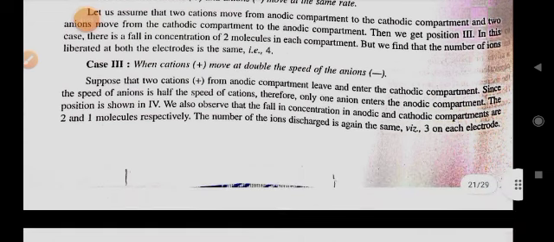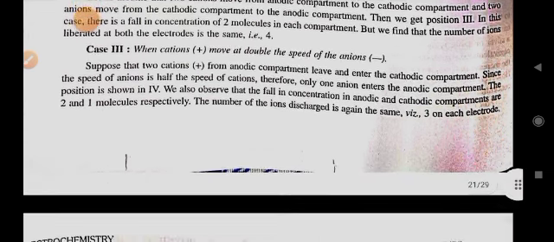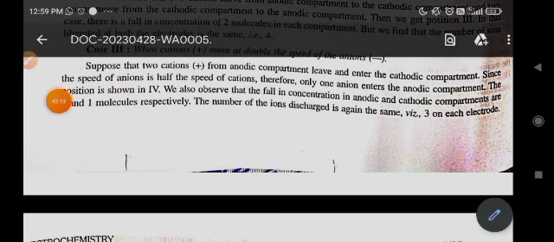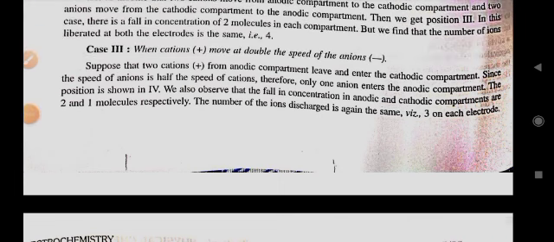Case 3. When cations move at double the speed of the anions. Suppose that two cations from the anodic compartment leave and enter the cathodic compartment. Since the speed of anions is half the speed of cations, only one anion enters the anodic compartment. The position is shown in 4. We also observe that the falling concentrations in the anodic and cathodic compartments are 2 and 1 molecules respectively. The number of ions discharged is again the same, with 3 on each electrode.